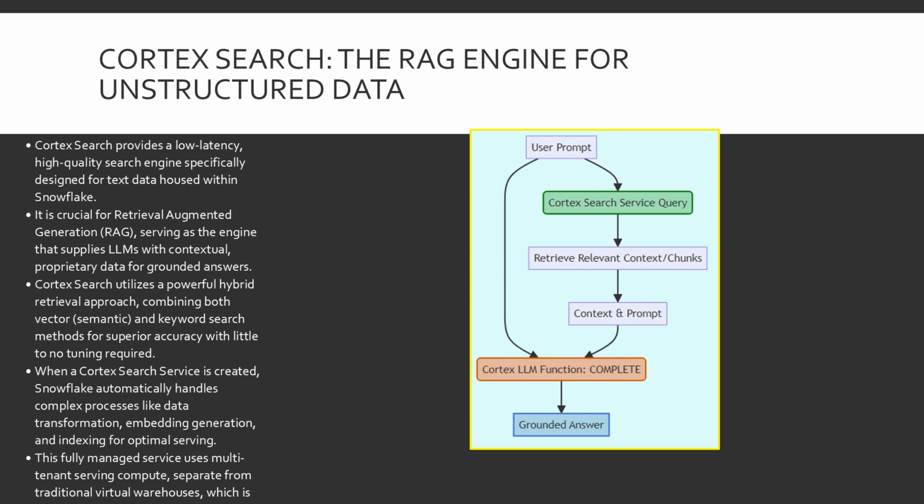A key strength is its hybrid retrieval approach, which intelligently combines semantic vector search with traditional keyword search. This built-in ensemble method eliminates the need for manual parameter tuning or infrastructure maintenance, allowing developers to focus purely on the application logic. When you define a Cortex Search service, Snowflake automatically manages the entire back-end complexity. This includes all necessary data transformations, generating vector embeddings on your behalf, and creating a highly optimized index ready for low-latency serving. The costs for running Cortex Search are based on a managed, multi-tenant serving compute model, which is separate from your standard virtual warehouses.